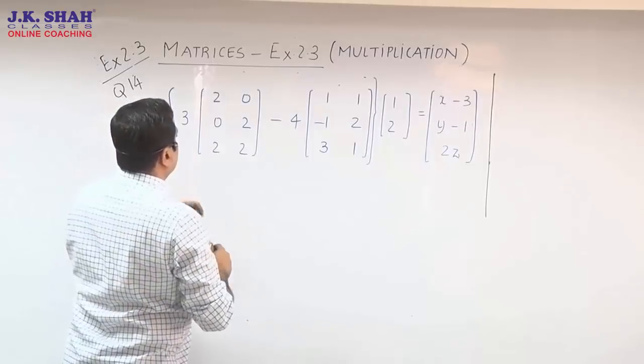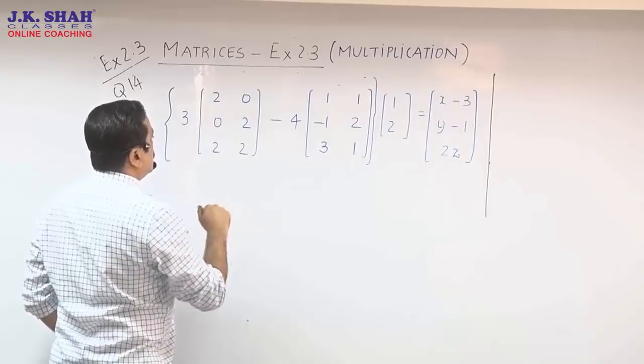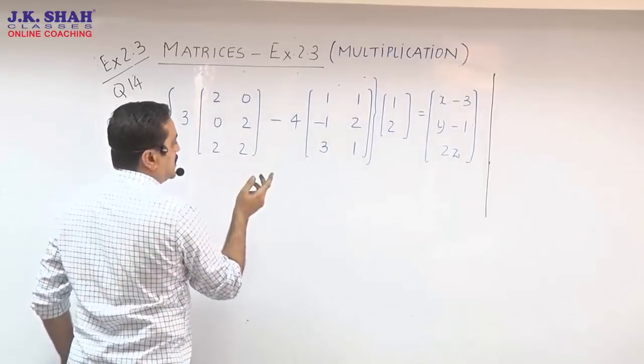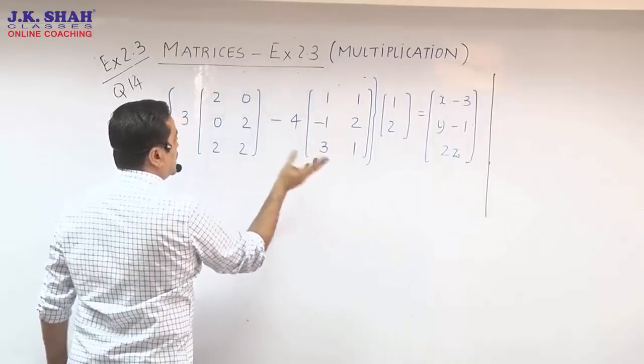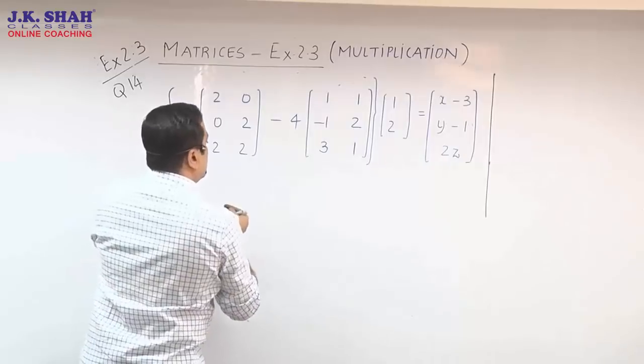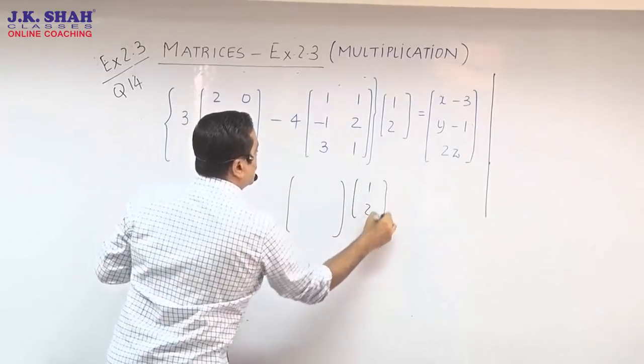After you copy the question, I think the steps will be very easy, which you need to work out, and then come back to the video. You need to push your 3 inside, multiply all the elements by 3, 4 inside, multiply, then perform the subtraction and dissolve your curly brackets. Then we'll be left with this kind of structure to be multiplied with 1 comma 2 over here.